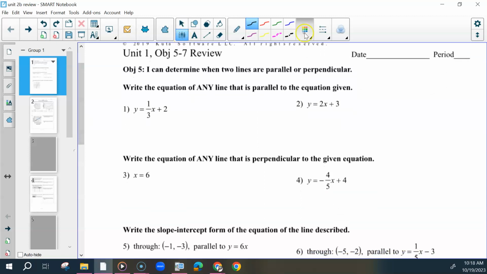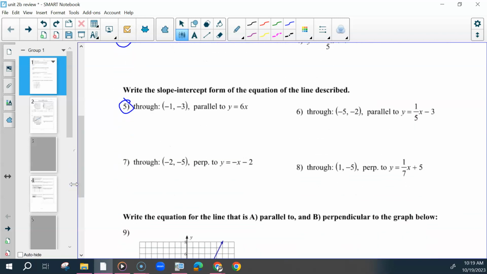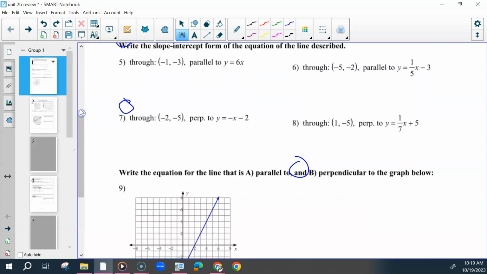Alright, so looking on the first page, which of these do we want to go over, have questions about? 1. 3. 2. 5. And 8. Let's start with those.